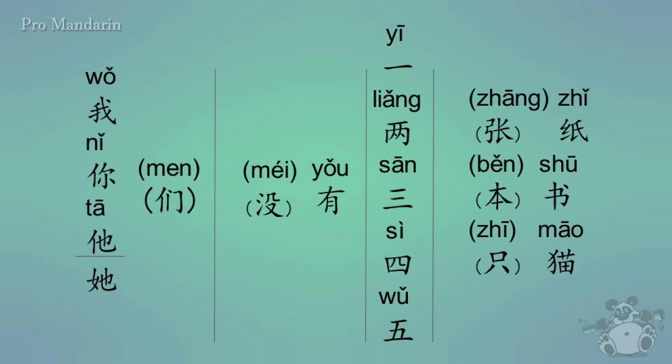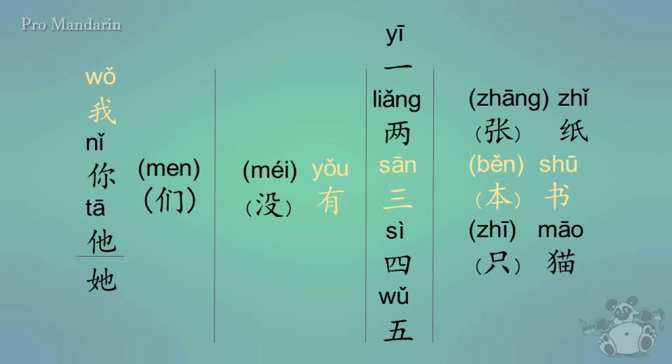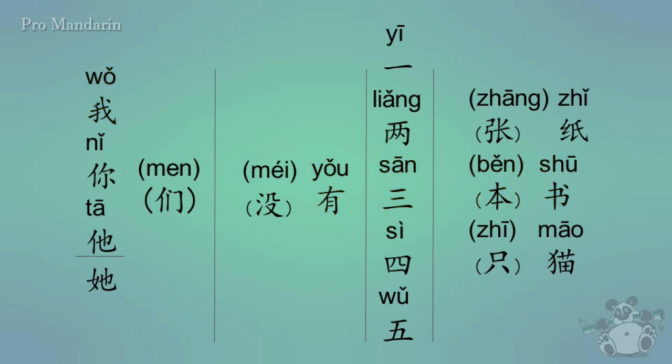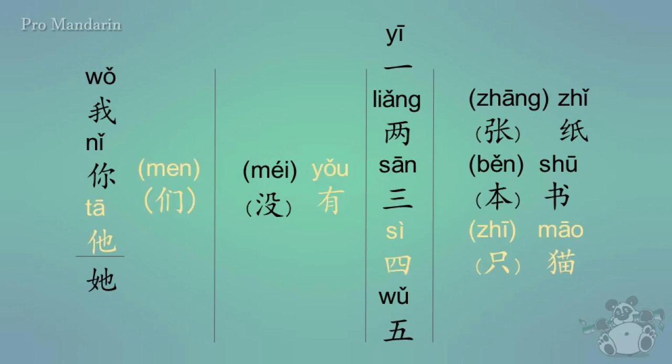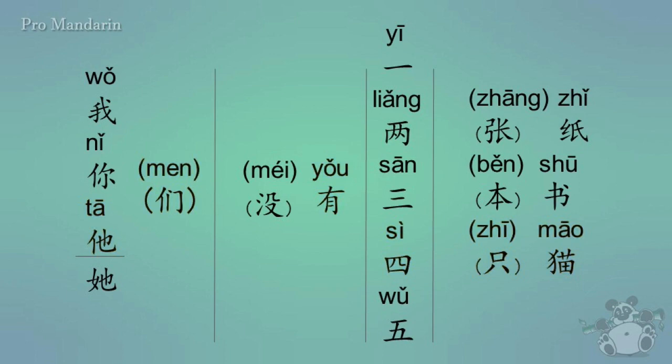So for the first example, let's say you want to say, "I have 3 books." What you would say is, 我有3本书. All right, for one more example, we'll say, "They have 4 cats." 他们有4只猫.